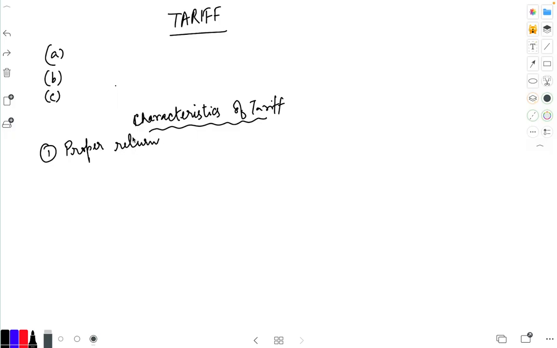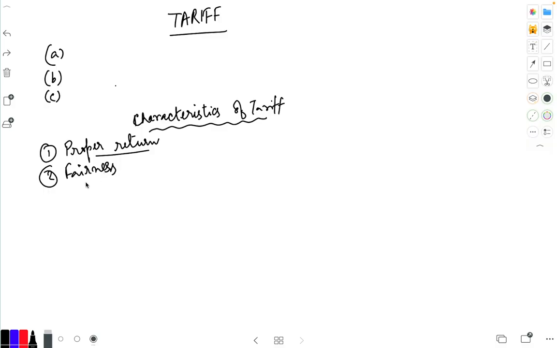It is self-explanatory. It means whatever investment has been done, that amount needs to be returned. Otherwise, there is no point in establishing the whole power system. Second is fairness.